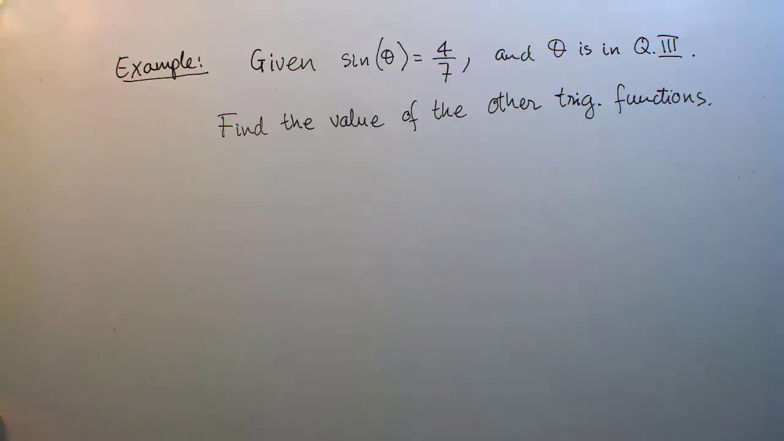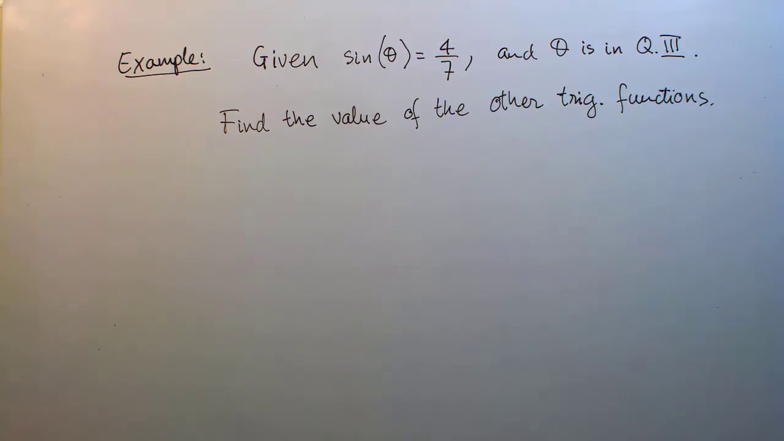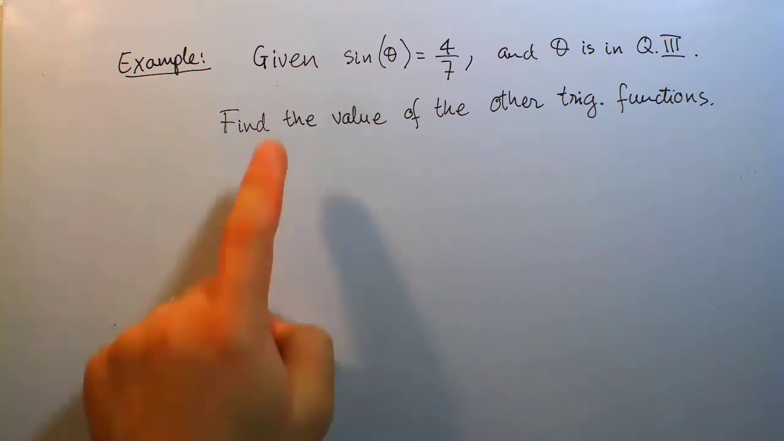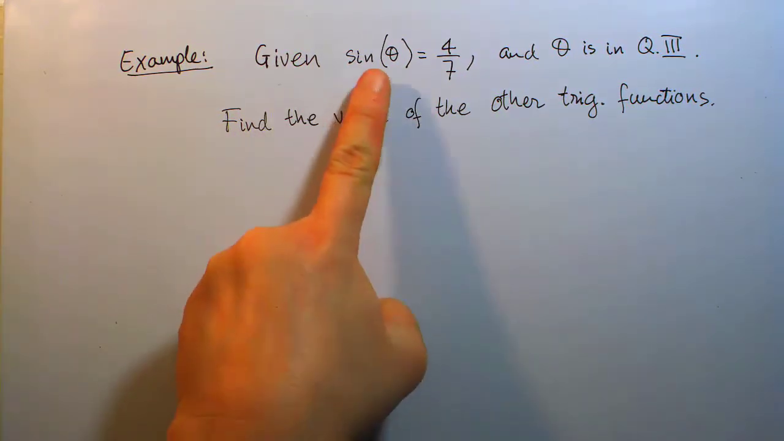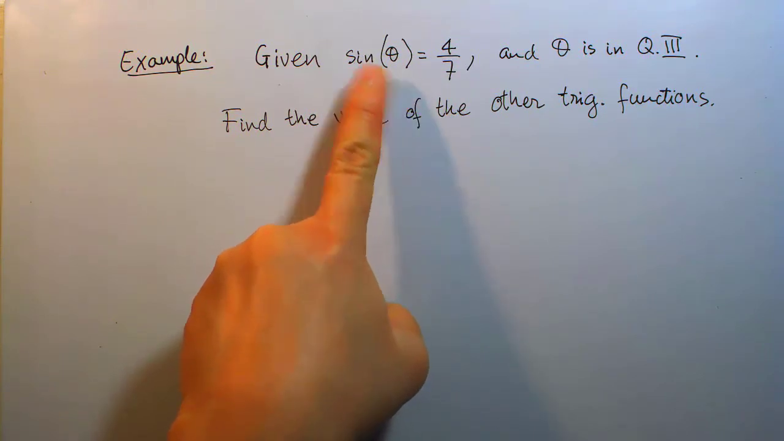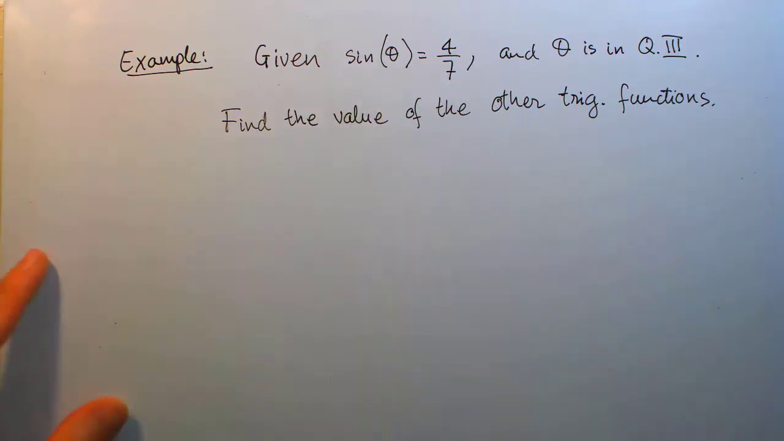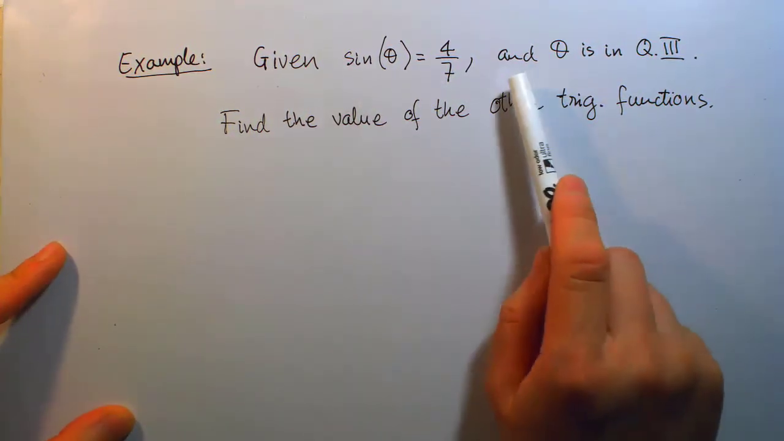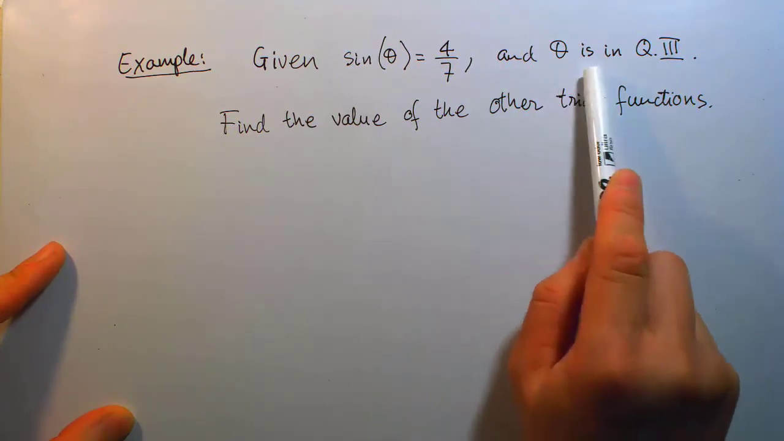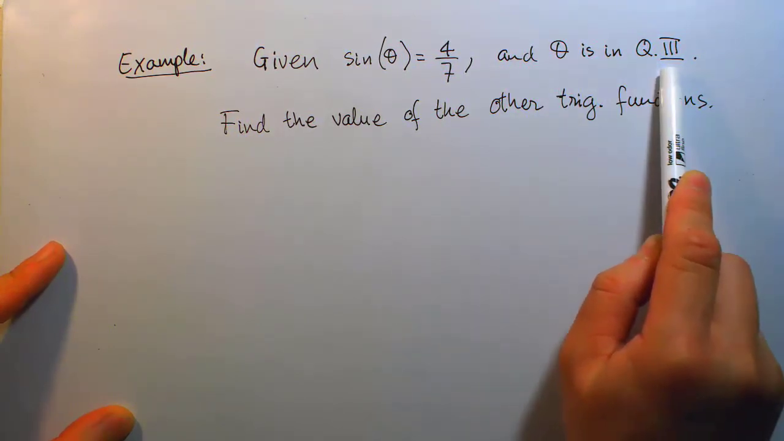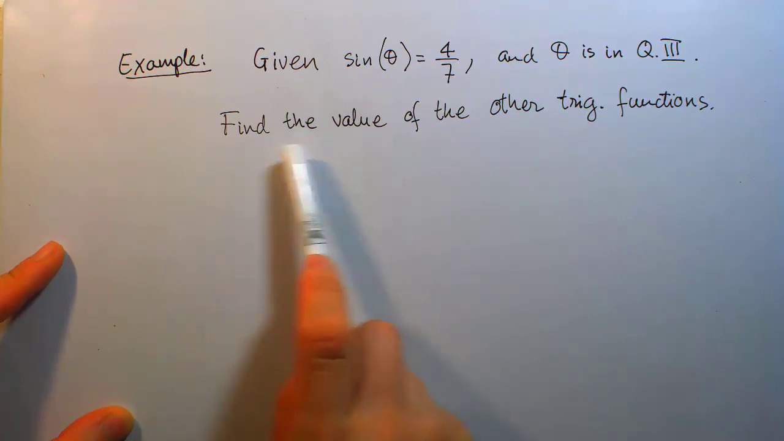Alright, this type of example is big and quite comprehensive, but it starts out by giving sine of some angle theta equals 4/7, and also provides that theta is an angle in quadrant 3. Let's find the value of the other trig functions.